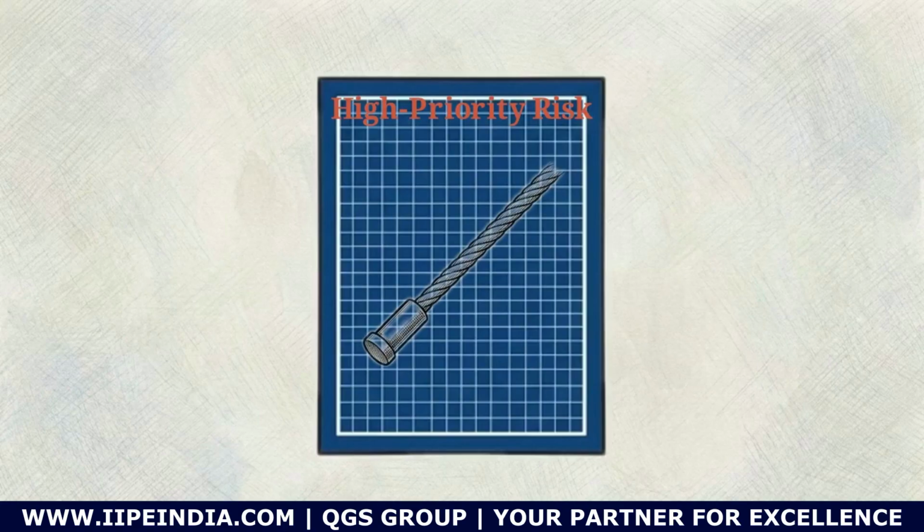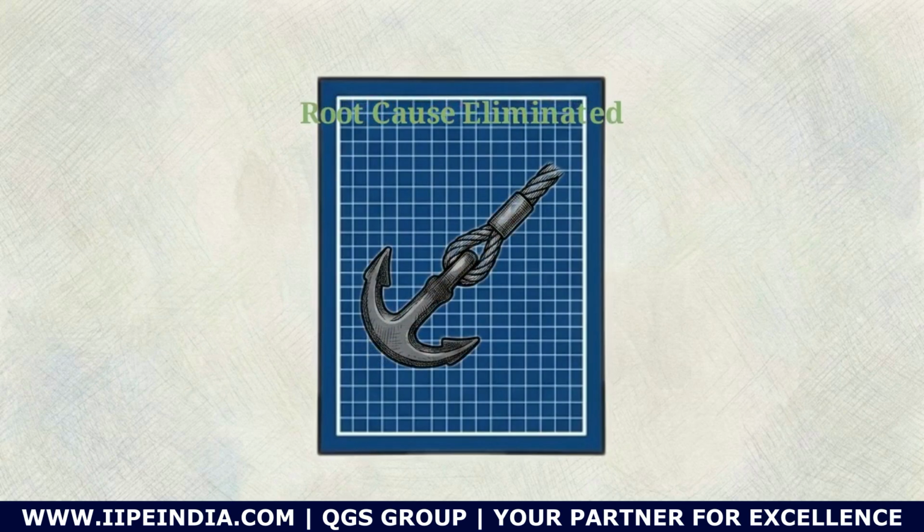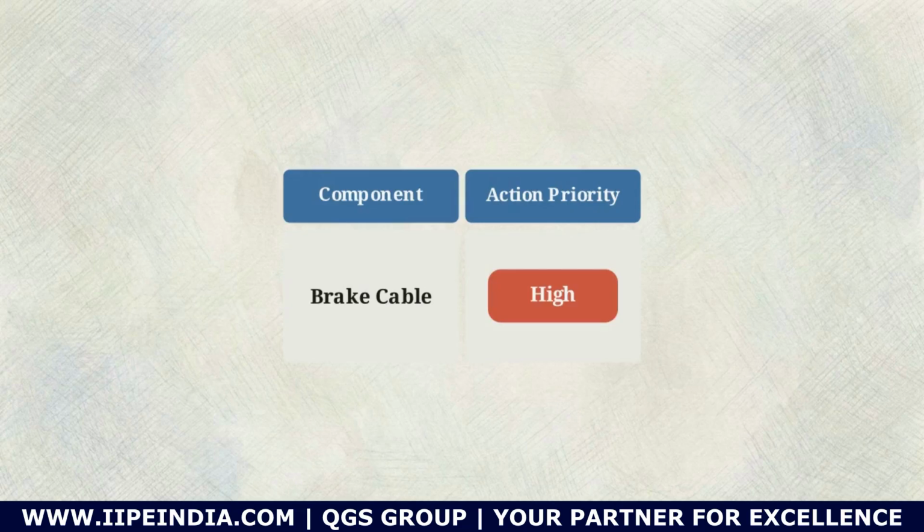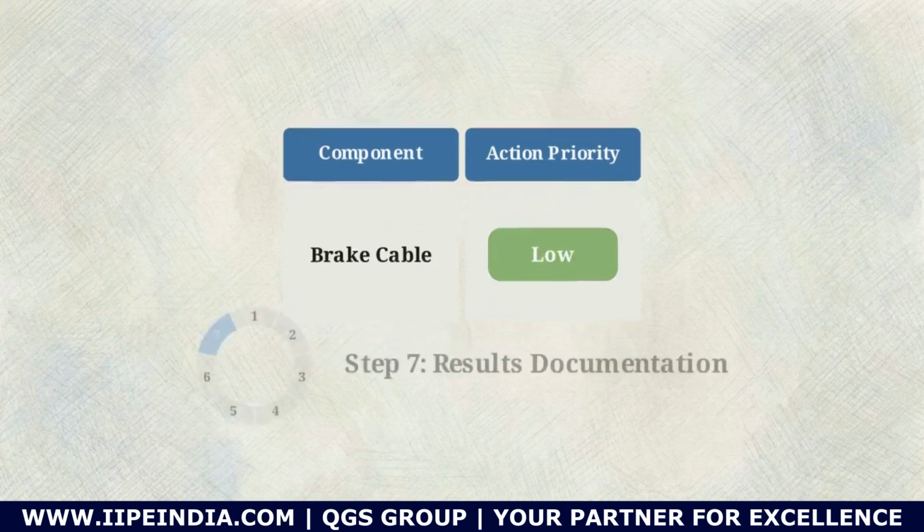To resolve that high-priority risk, the engineering team implements actionable design changes. They can upgrade the cable thickness to eliminate the root cause entirely, or add a tension sensor to improve detection during testing. When we apply these design changes to the assessment, the resulting risk level drops down to a safe threshold. Finally, step 7 is results documentation.